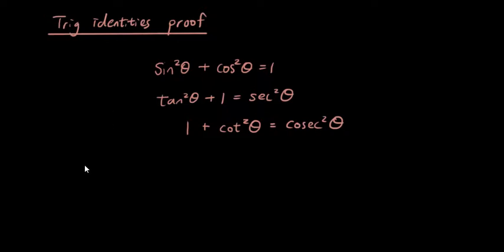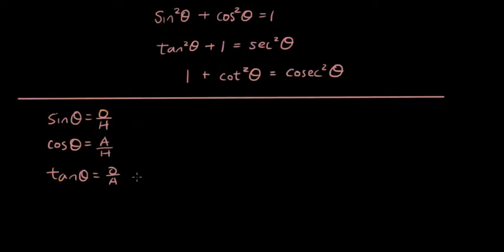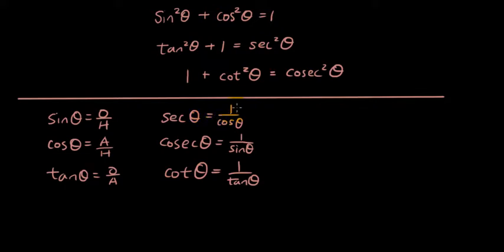Well, before we start proving it, I just want to write out some of the formulas that you should already understand. So we have the basic trigonometric ratios. Hopefully you understand this already. Sine theta is equal to opposite over hypotenuse and so on. Then we have the reciprocal trigonometric ratios, which are secant theta equals 1 over cos theta, cosecant theta equals 1 over sine theta, and cotangent theta equals 1 over tan theta.